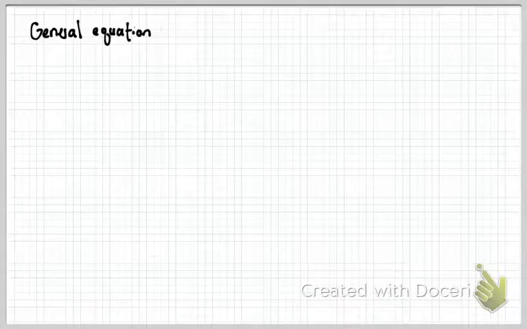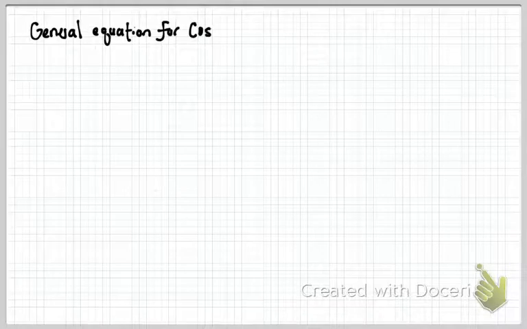I'm going to give you the general equation for cosine, and then we'll graph one of these with all the transformations. General equation for cosine. And now we're going to include all the transformations.